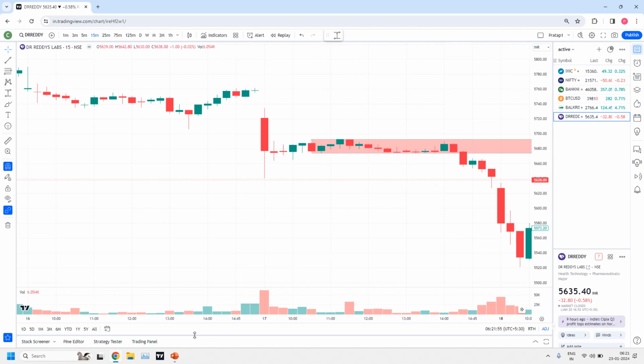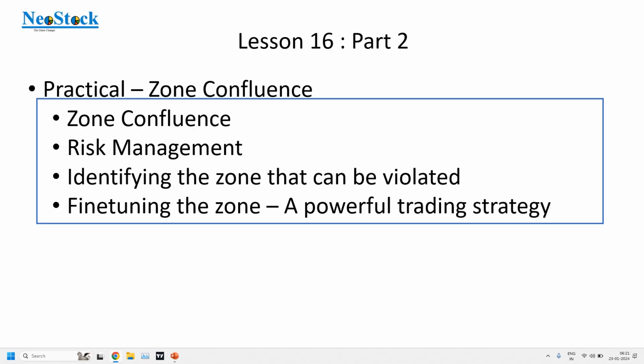So that is the reason why fine tuning the zone is also important. Fine tuning the zone is not only for taking the entry, it is also important for checking the quality of the zone. If the quality is not good, you can tell the zone will mostly be violated. See how many advantages we have by fine tuning the zone. Of course, for all these concepts, the main reason is zone confluence.